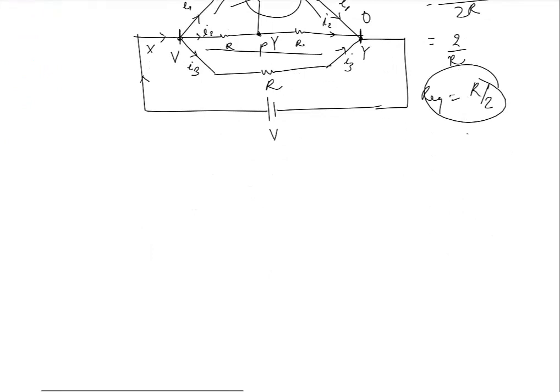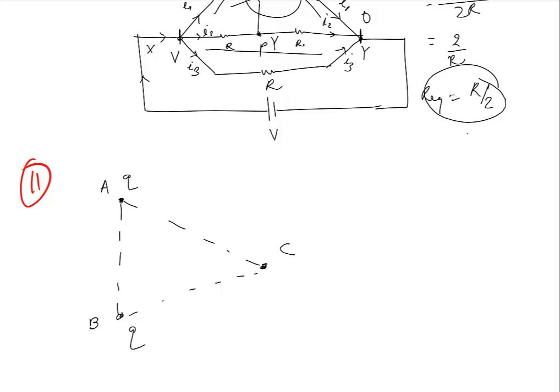Now let's move on to question number 11. Question number 11 says equal charges Q are placed at the vertices of equilateral triangle ABC but only on two sides. The magnitude of electric field at C will be. Alright, so let's make A, B, C, equilateral triangle A, B and C. So here is Q, and you have to find electric field at this point. So you know there will be two electric fields, E1 and E2.